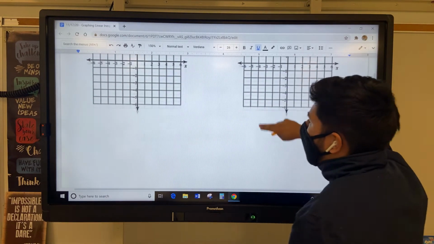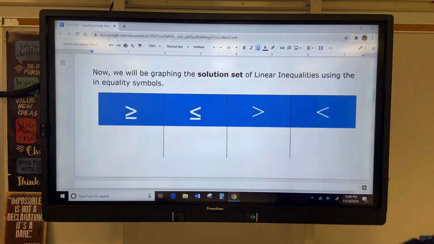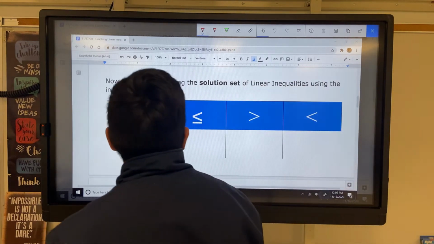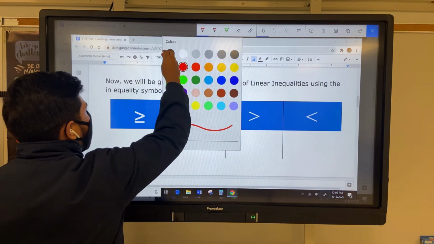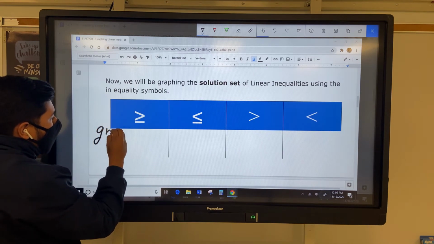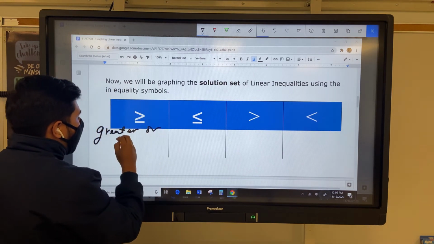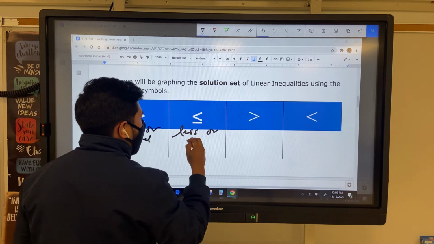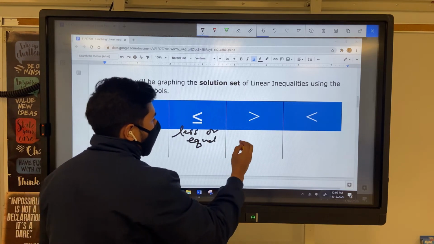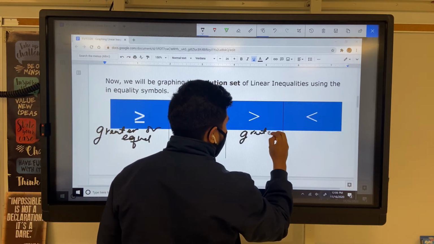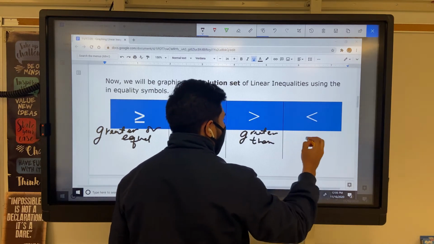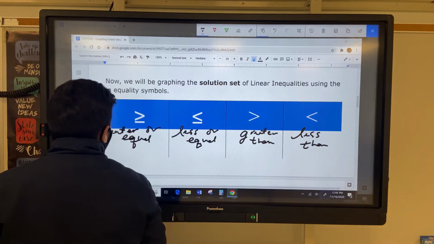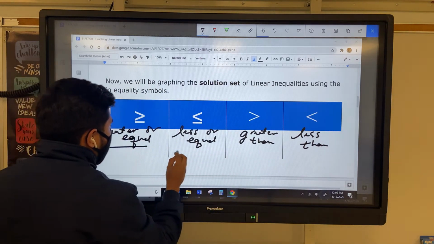Okay, now we're going to be doing the solution set, which includes these inequality symbols. Let's make sure we remember the names of them. This is greater or equal. This is less or equal. This is greater than. And this is less than. Okay, what do we need to know about these guys?